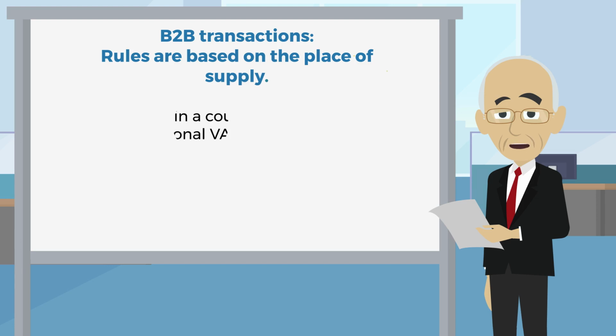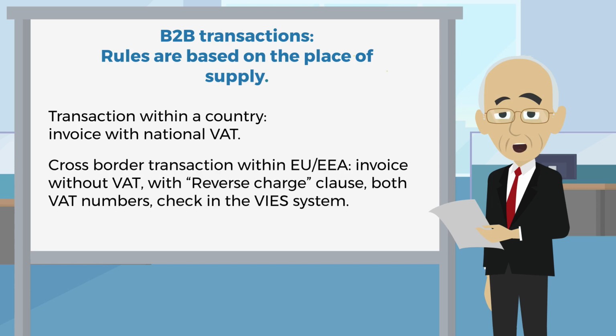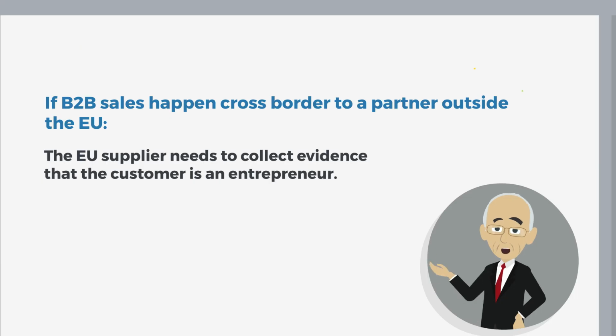If a transaction happens within a country, only national VAT applies. If a transaction happens cross-border within the EU, then the invoice must be issued without VAT and the reverse charge clause. Both VAT numbers need to be written on the invoice, and the recipient needs to check the VAT number of the supplier in the VIS system. If B2B sales happen cross-border to a partner outside the EU, then the EU supplier needs to collect evidence that the customer is an entrepreneur.